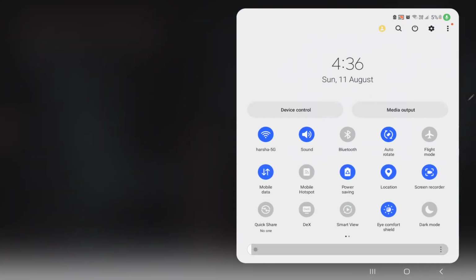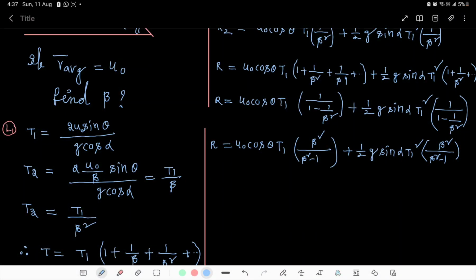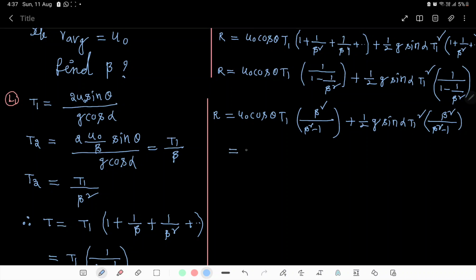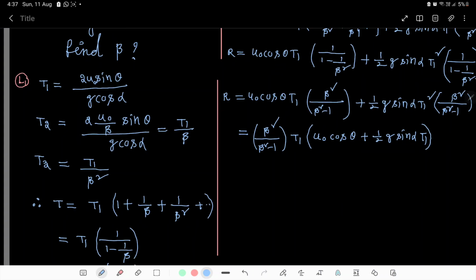Therefore now we can find out this V average. Take out this beta square by beta square minus 1, and t1 also out, then you can write u0 cos theta plus half into g sin alpha into t1. So that is the net displacement.